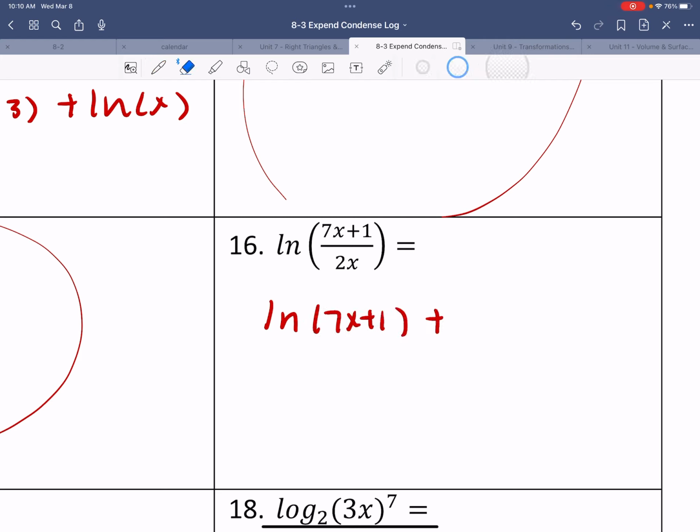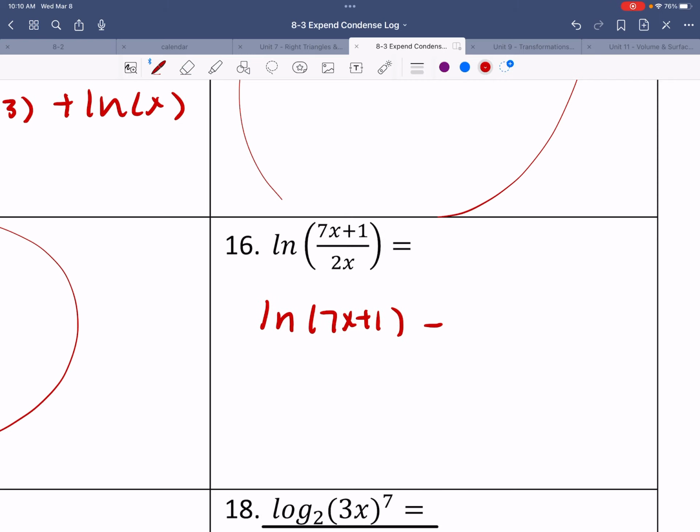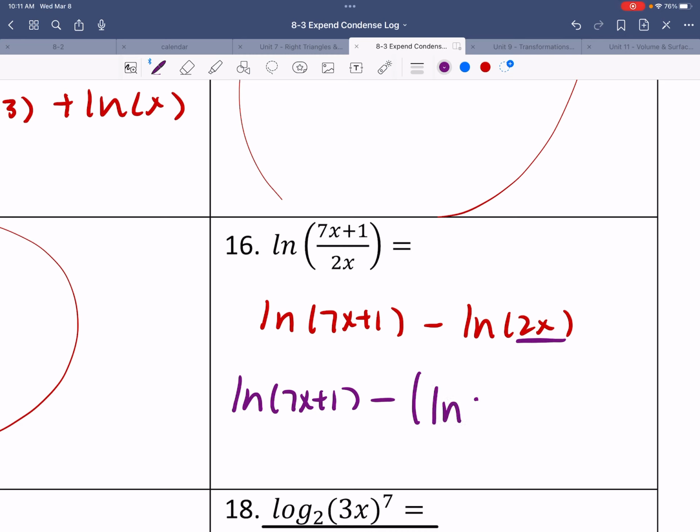Oh, why is it plus? It's minus. So that's what you probably got, right? But as you can see, 2x can be simplified further. So here, I'm gonna write this one down. Minus, parenthesis, natural log of 2 plus natural log of x.